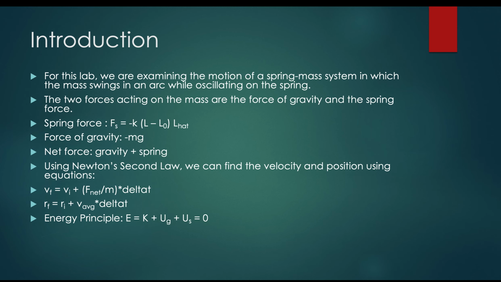So as an introduction to the lab, we were examining the motion of a spring mass system in which the mass swings in an arc while oscillating on the spring. The two forces acting on the mass are the force of gravity and the spring force, which can be shown here. So the spring force is negative k (L minus L naught) times L hat, and the force of gravity is negative mg. And obviously our net force is going to be gravity plus spring force.